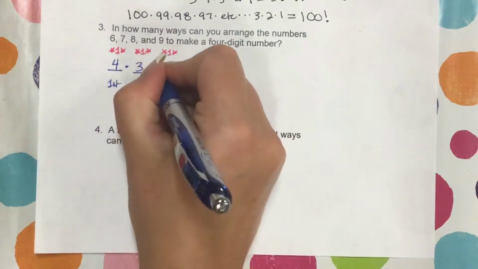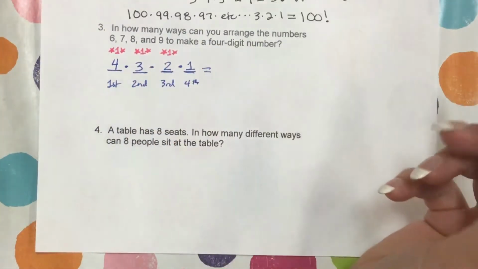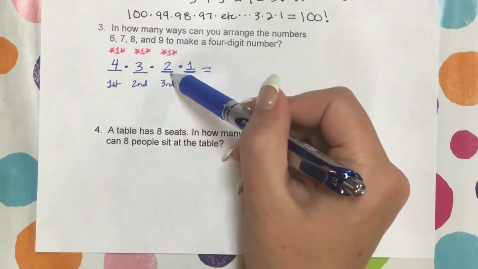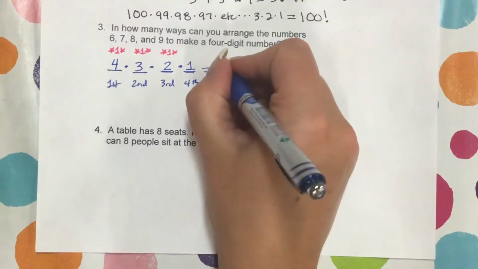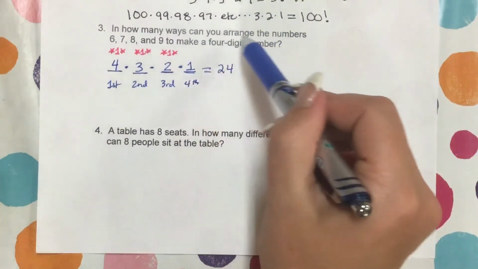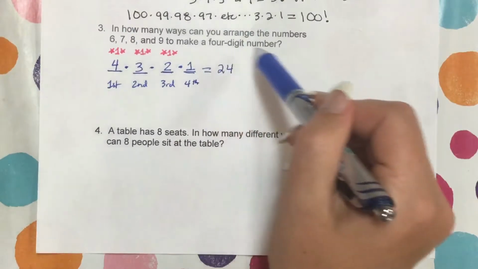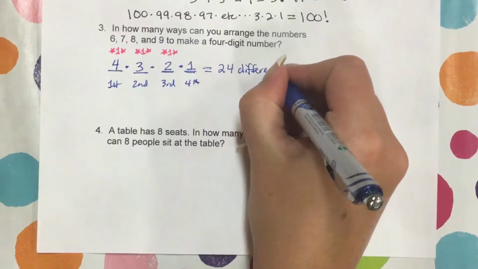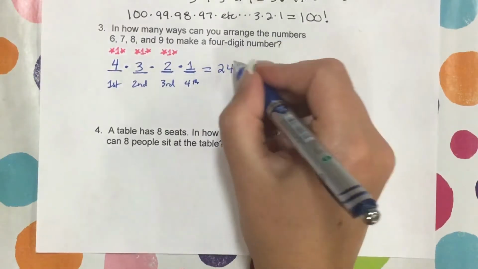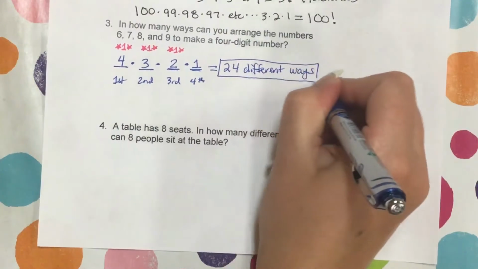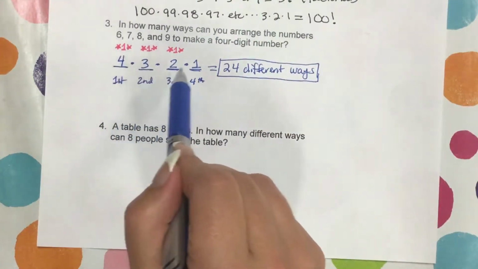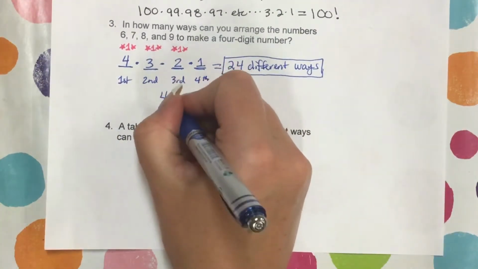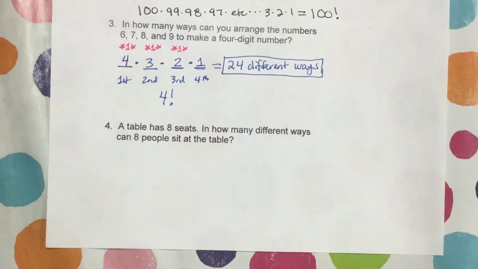So then we just multiply them: 4 times 3, which is 12, times 2, which is 24, times 1, which is 24. So in how many ways can you arrange the numbers 6, 7, 8, 9 to make a 4-digit number? 24 different ways. Boom, right there. Okay, cool. And then we have 4 times 3 times 2 times 1. Does anybody know another way to write that? Well, you would write that as 4 factorial. Just a little fun fact.